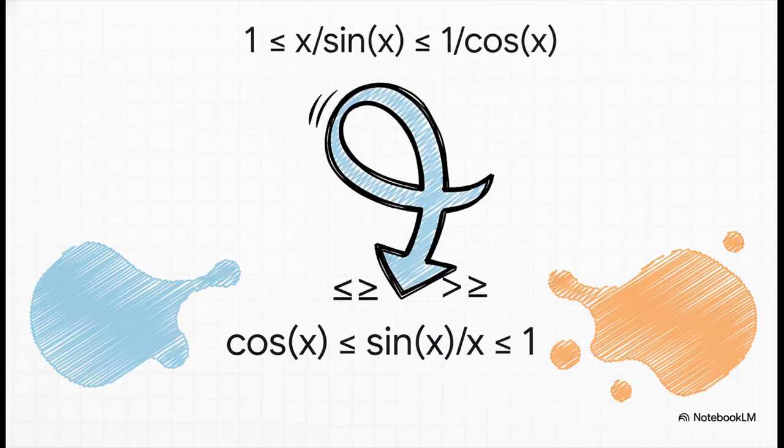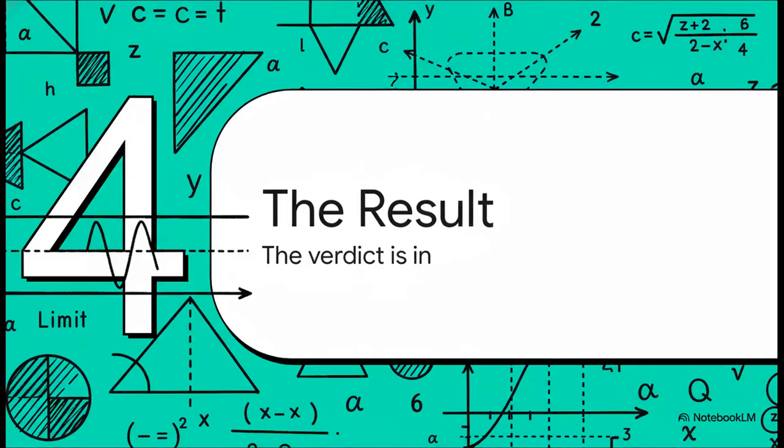No problem. For our final move, we just take the reciprocal of everything. Now, you have to remember a key rule of inequalities. When you flip everything, you also have to flip the signs. And just look at what we're left with. After flipping, we have cosine of x is less than or equal to sine of x over x, which is less than or equal to 1. We did it. Our function is perfectly isolated. We have our bounds.